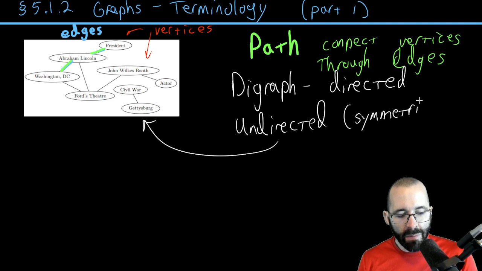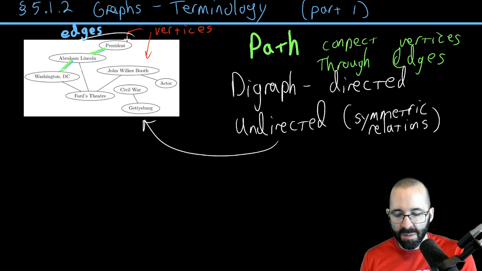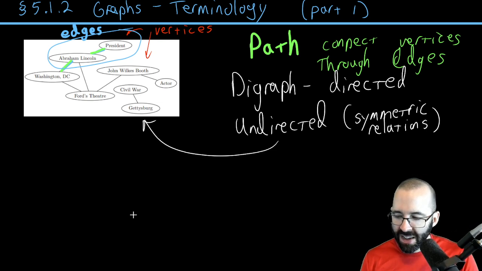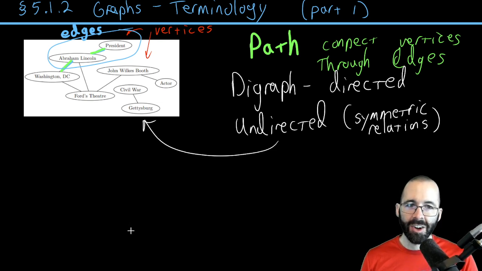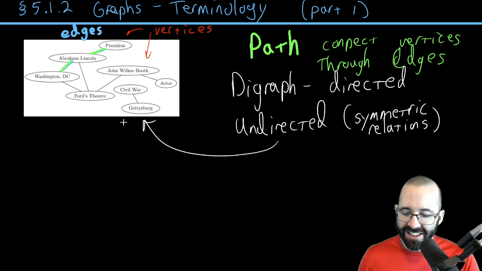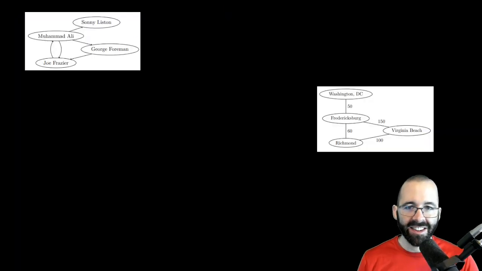Undirected graphs have to do with symmetric relations. For what I said earlier, right? President is related to Abraham Lincoln. I just tried to circle that with white. President is related to Abraham Lincoln, and Abraham Lincoln is related to president. Whew. That's like a third of the definitions that we need to talk about. But don't worry, we're going to use these definitions to say fun things later.